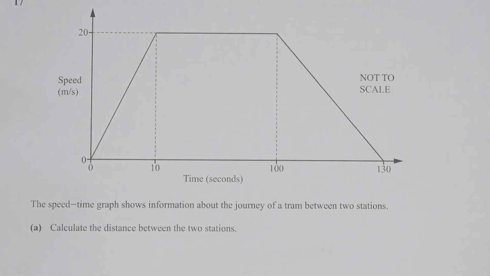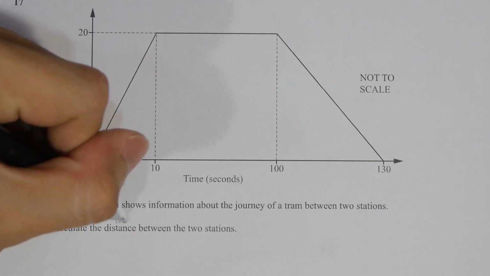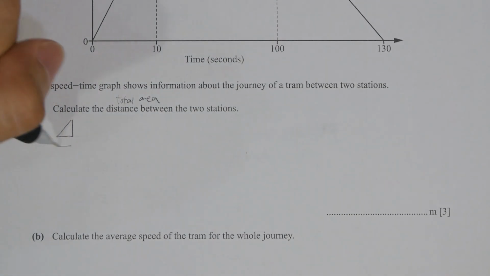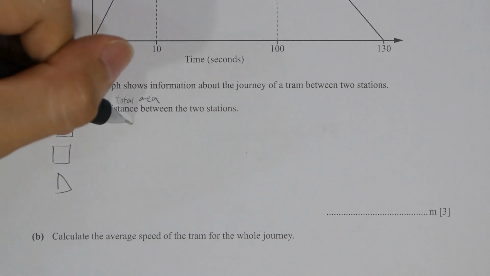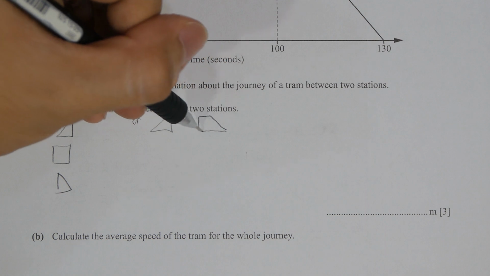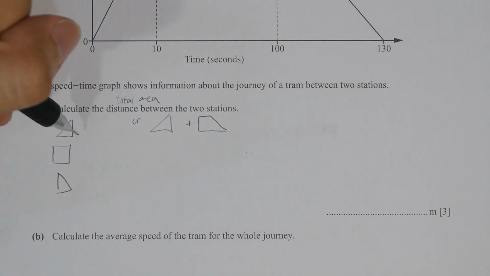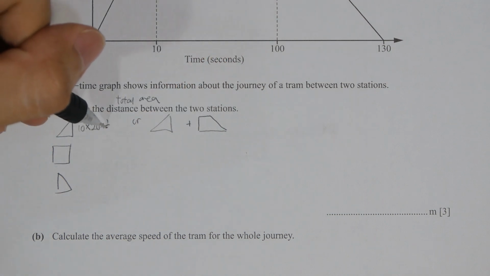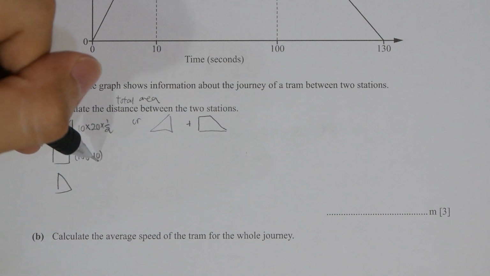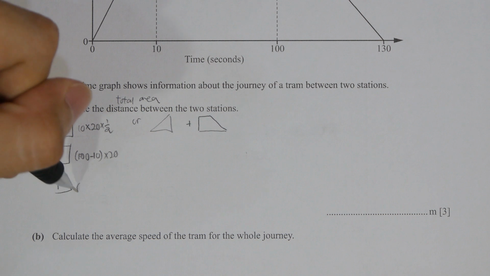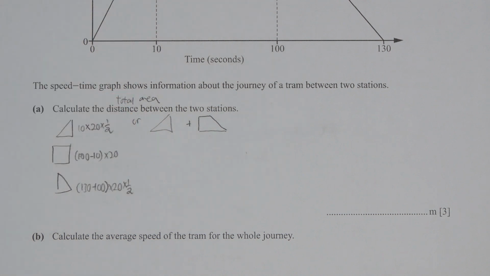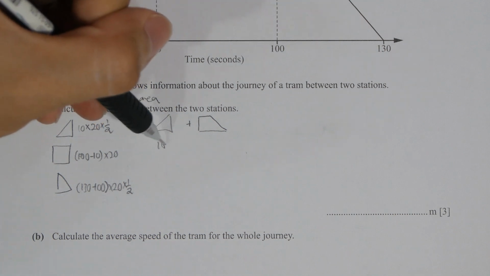Question 17. For you to find the total distance, all you need to do is to identify the area of the shape given above. So I have basically broken it down into two parts. Part 1 consists of a triangle, a square, and another triangle. Whereby for part 2, it's actually a triangle and a trapezium. So you can use either one of it, and you will get the same result of 2,200 meters.